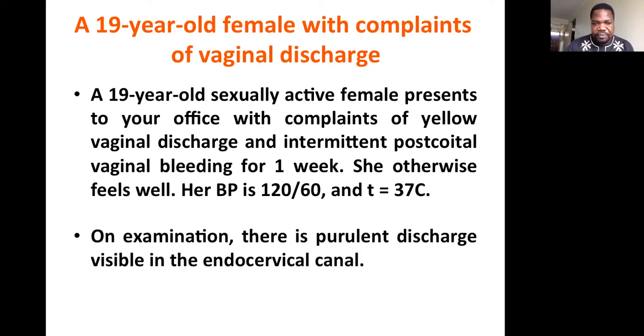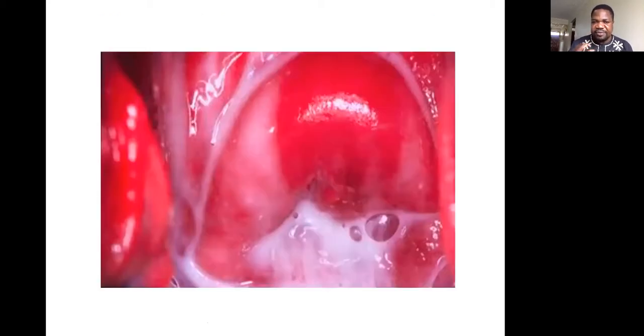So on examination, you found that there is a purulent discharge visible coming from the endocervical canal. So this is on examination. You see that there is a purulent discharge. So you can see here, it's really coming from the endocervix. Okay, so it's really a purulent discharge coming from the endocervical os.